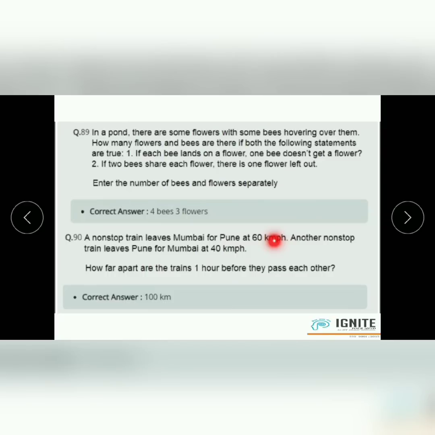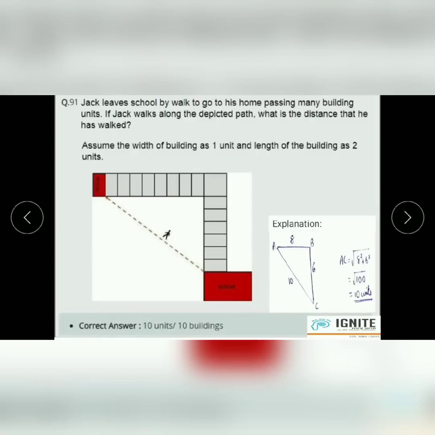The speed of the first train is 60 km per hour and the speed of the second train is 40 km per hour. That means per hour 60 km and per hour 40 km. That means 1 hour before, the first train was 60 km back and the second train was 40 km back. Therefore, the distance between the two trains 1 hour before equals 60 plus 40 equals 100 km. Therefore, the correct answer is 100 km.